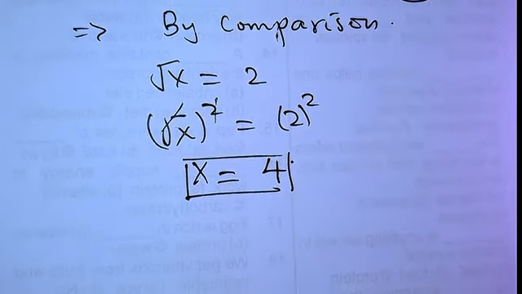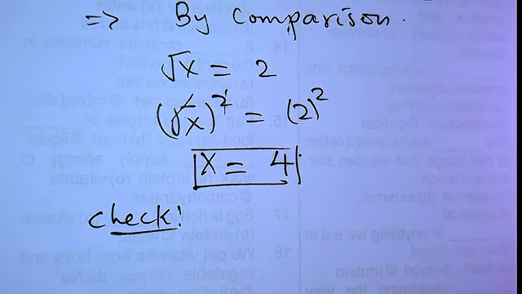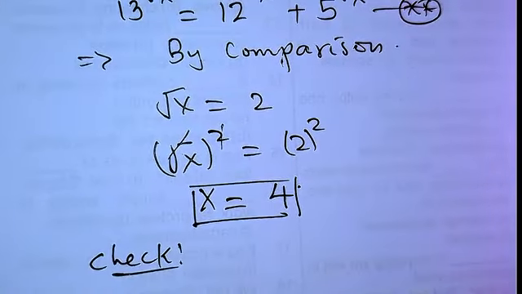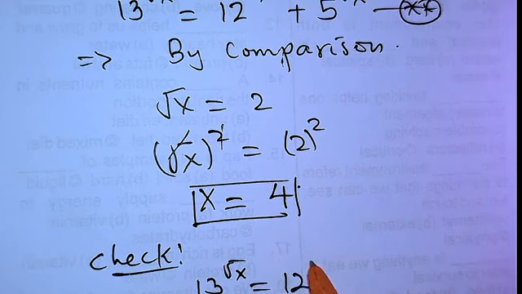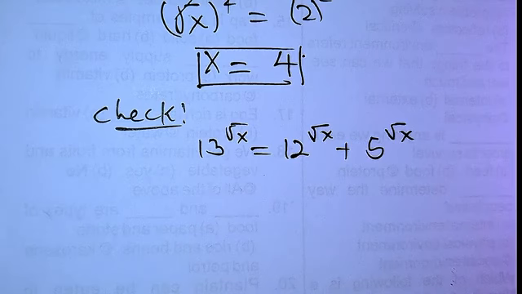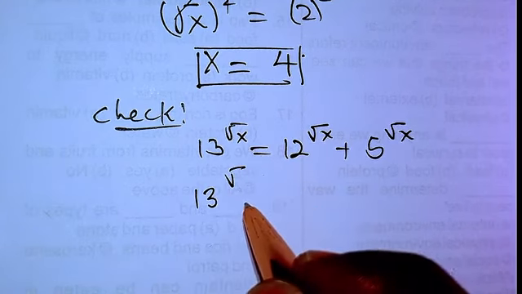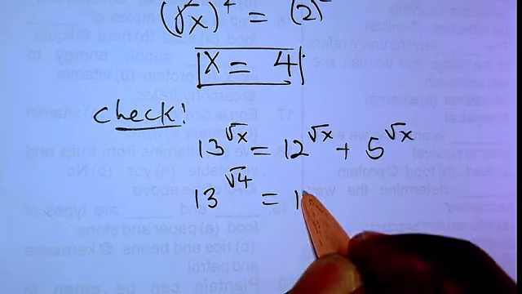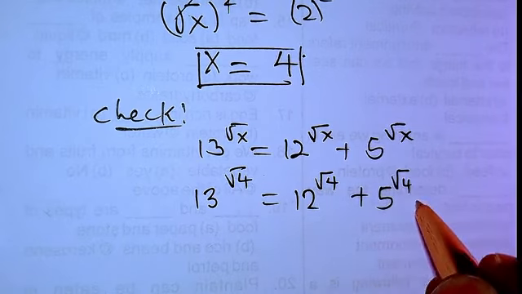Now let's check whether we have the right answer or not. Check. Let's take the question we have: 13 to the power of root x equals 12 to the power of root x plus 5 to the power of root x. So we got 13 to the root of x, where x is 4, equals 12 root 4 plus 5 root 4.